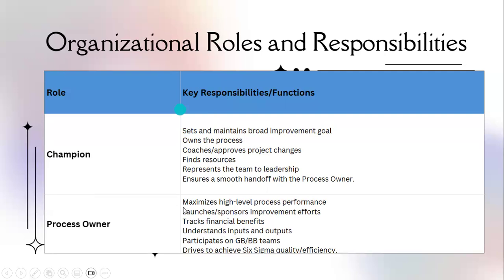And the process owner, so what this guy is responsible for is maximum high-level process performance, right? See, today if we are at the Three Sigma level, how are we going to move to the Six Sigma level, or 4.5 Sigma or 5 Sigma level, and launches and sponsors the improvement effort. Okay, see, for example, from 3 to 4.5, I need to bring in these kinds of steps, so the process owner will decide on it, track the financial benefits, and understand the input and output. So he's a process owner. He knows what his input is, what his output is, how the movement is happening. Is any improvement happening or not? So this guy is responsible for that.